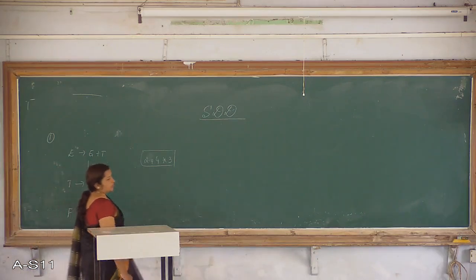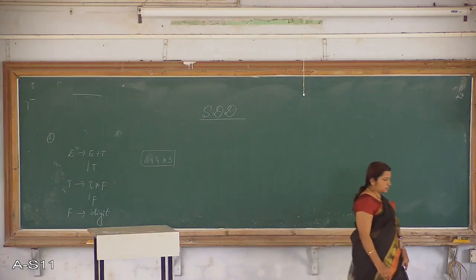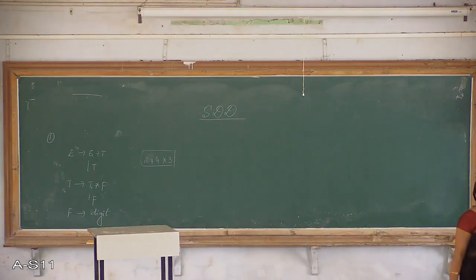Which one has got highest priority? What is the answer? What is the answer? 4 3 is 12, 12 plus 2 is 14. That you need to get.